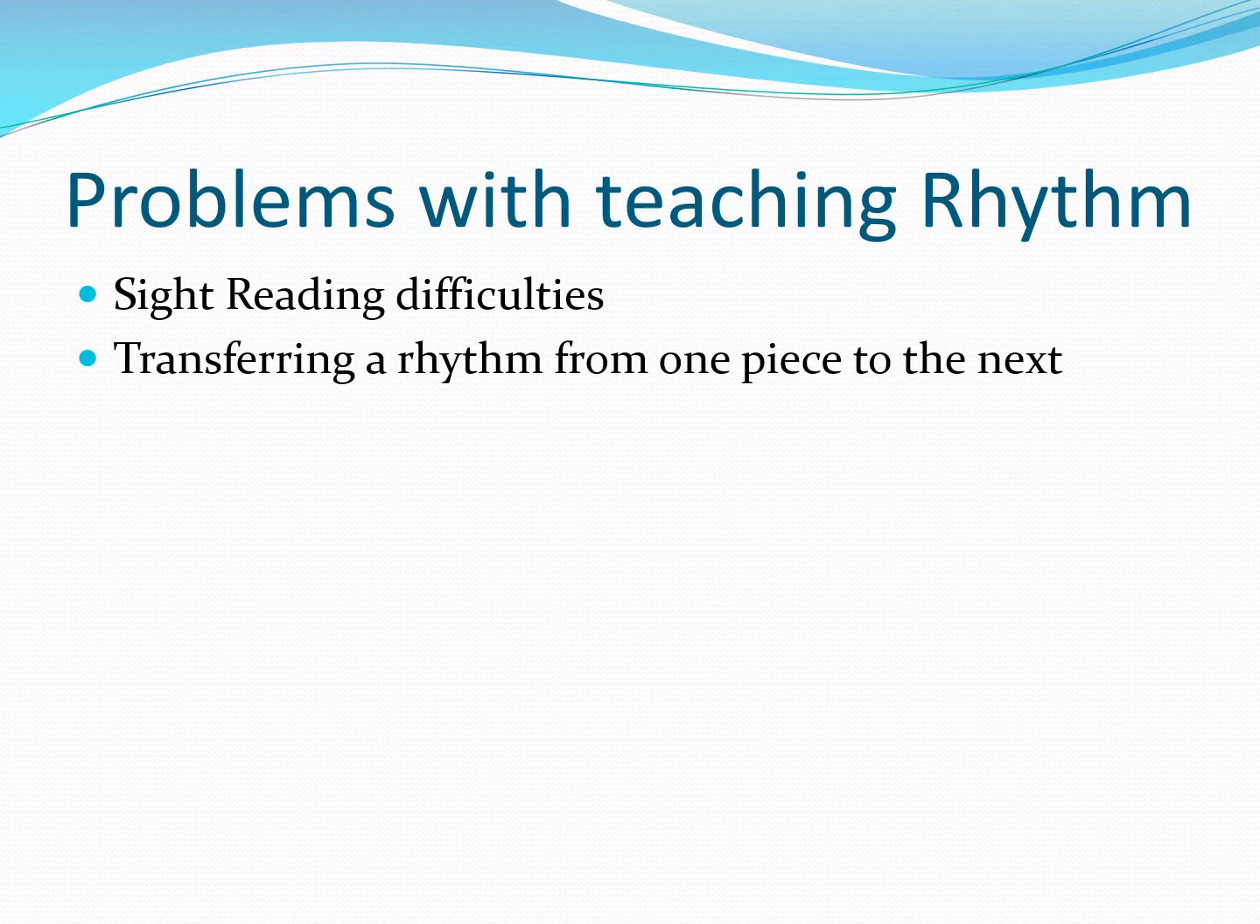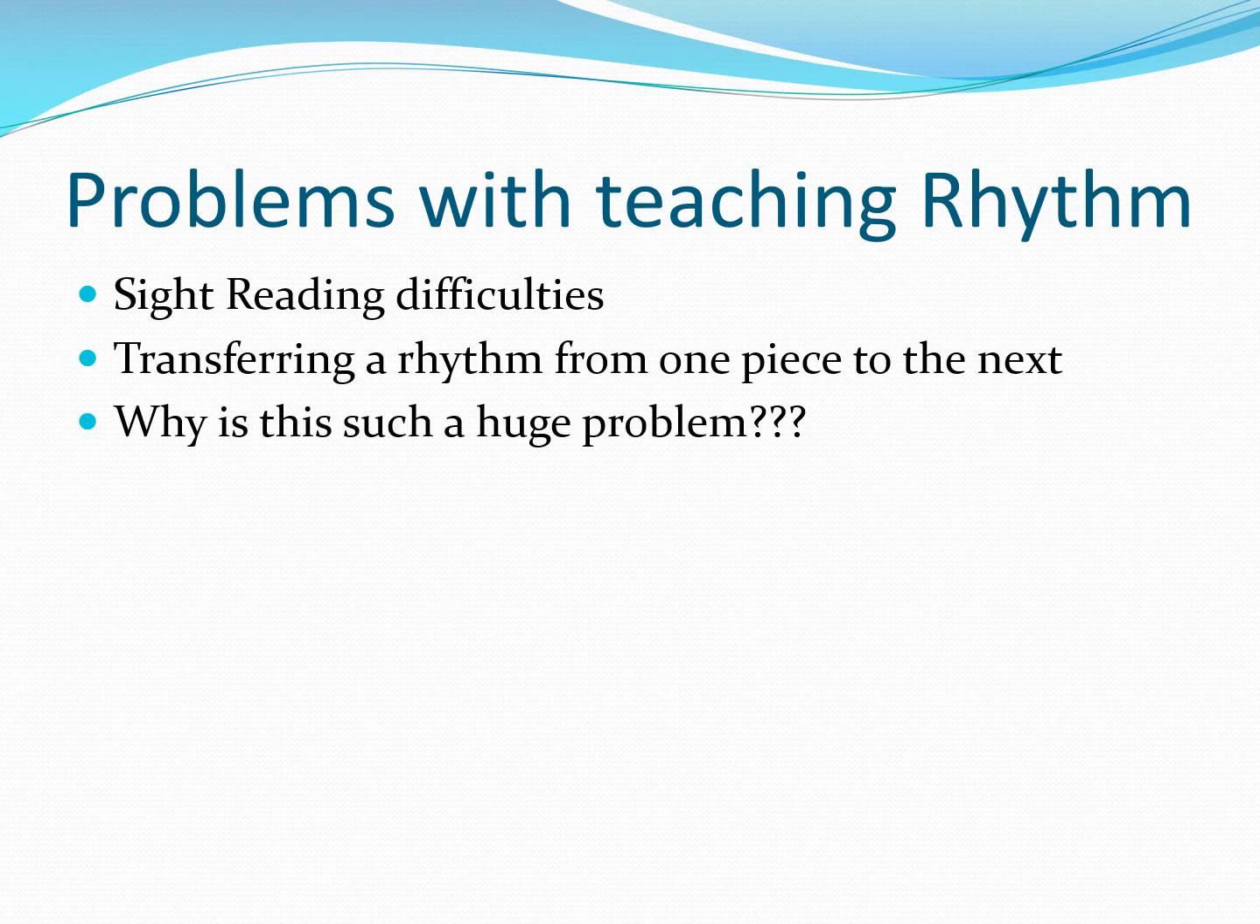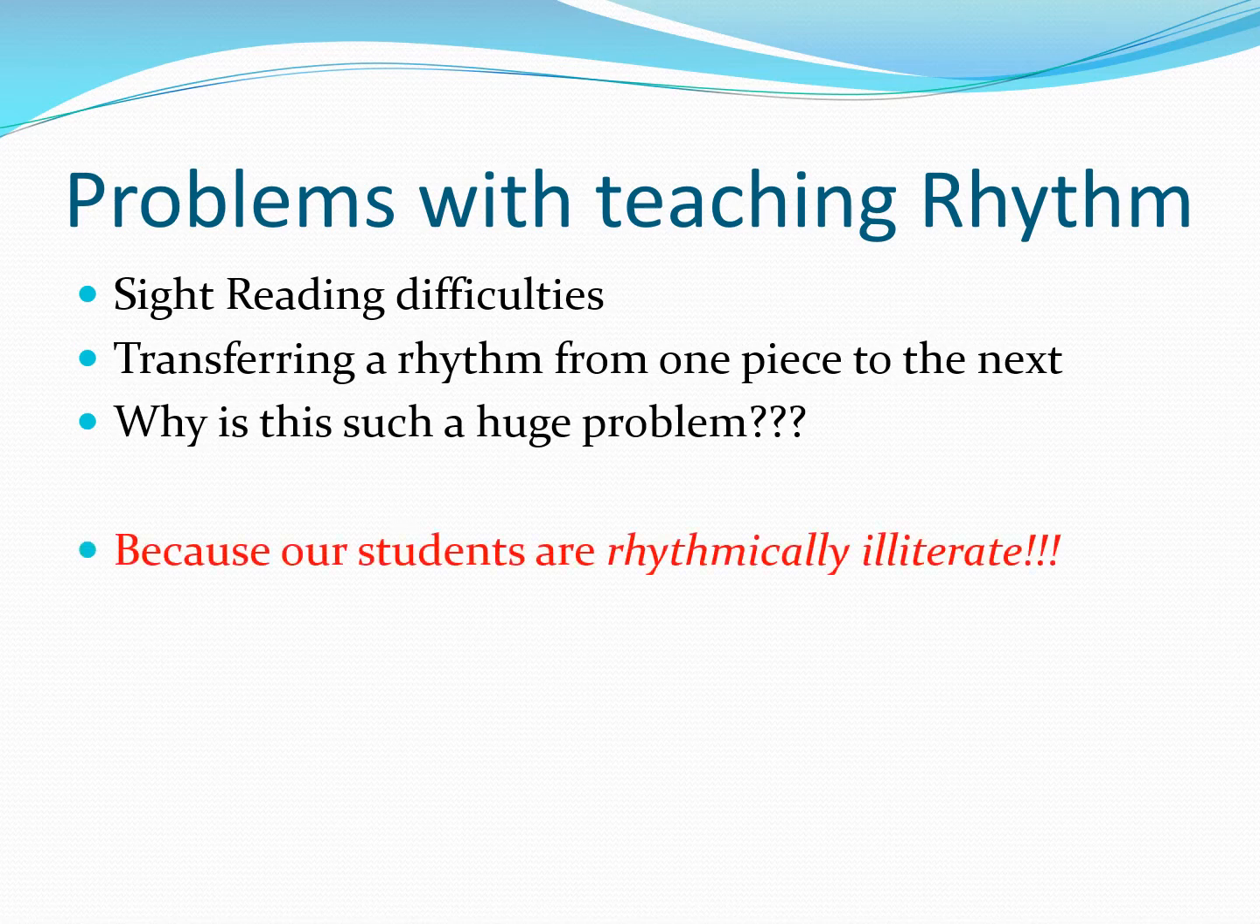Now, we might ask ourselves also, why is this such a huge problem? What has gone wrong? And I'm sorry to tell you, I'm going to be kind of blunt here, but the answer is kind of obvious. The problem is, it's because our students are rhythmically illiterate. They can't read rhythm. That's why when they see it in one song and you tell them how it goes by rote, they don't know how to read it in the next song. So the solution is to teach rhythm in some way that leads to literacy.